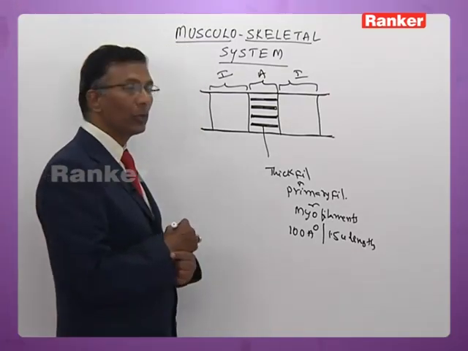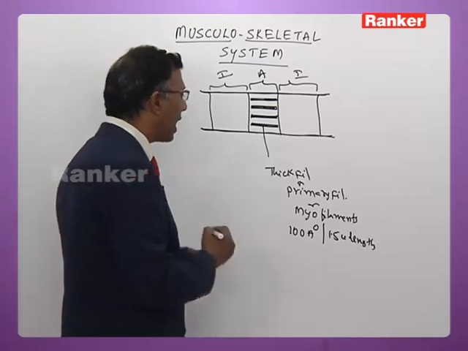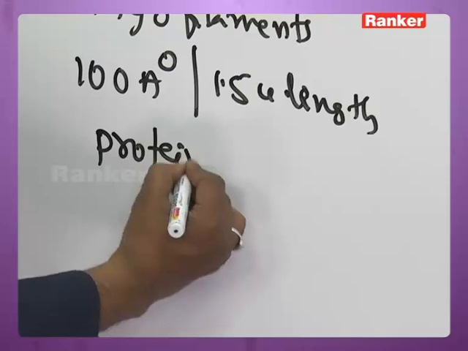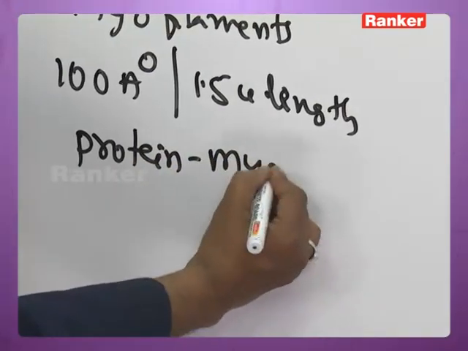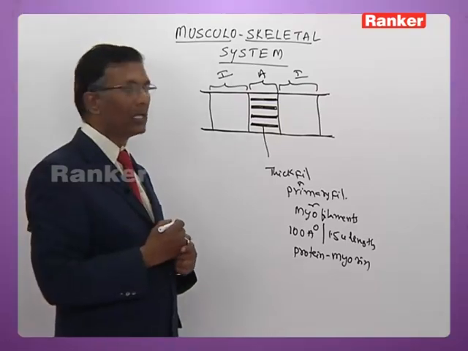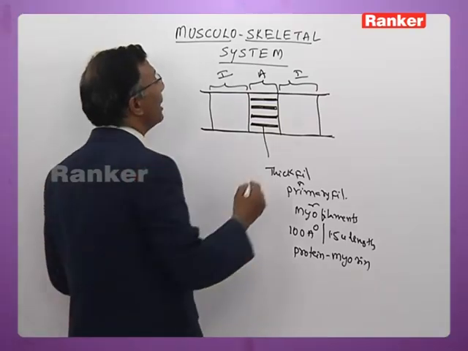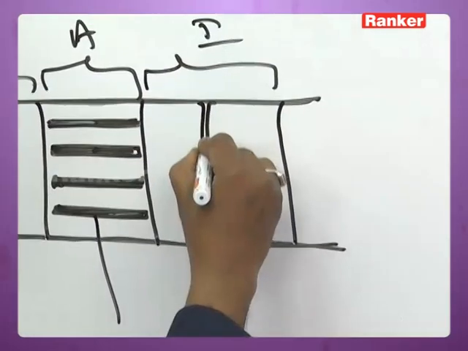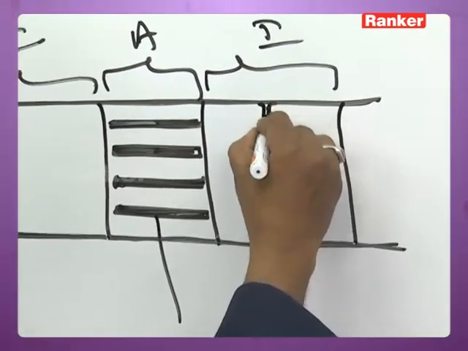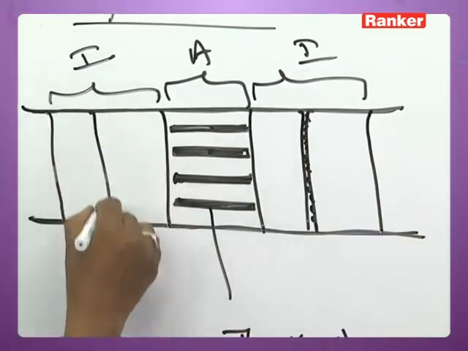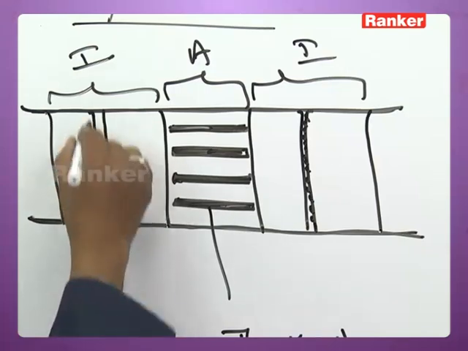They are confined only to the A band. And they are made up of a protein called myosin. Now within the I band you have learnt already there is a dark striated line that passes through the I band. This dark striated line that passes through the I band is called Z line.